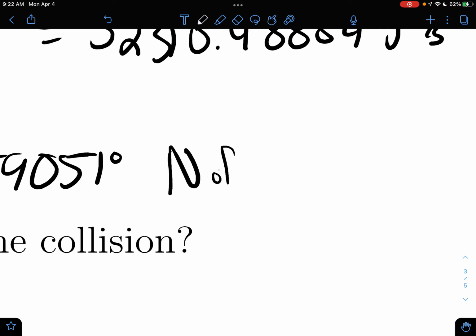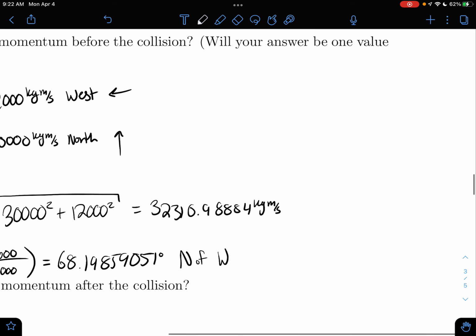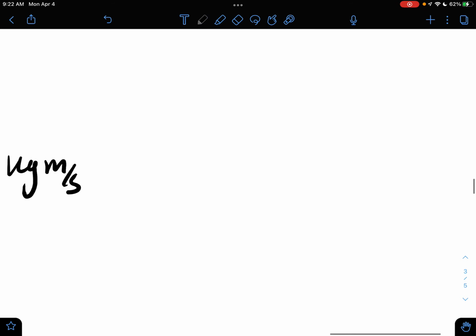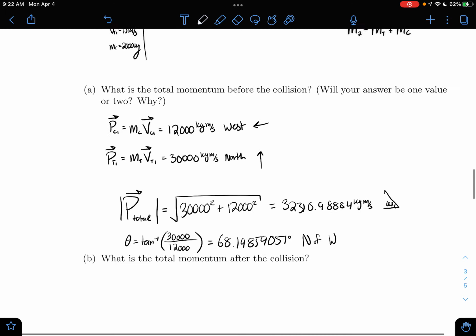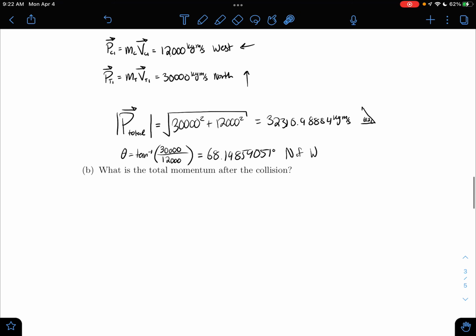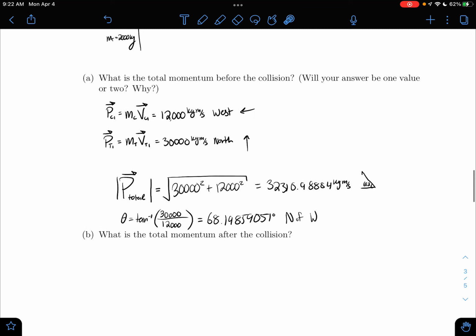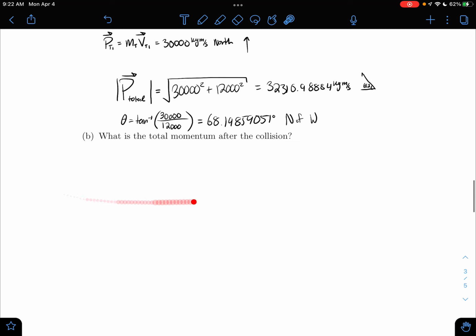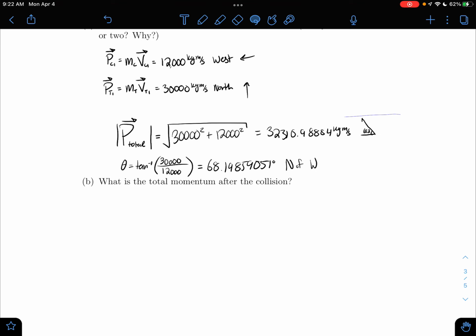So we have this magnitude going west, and here's our 68 degrees, or 68.2 degrees north of west. Cool. So that's our total momentum before the collision. So now what's our total momentum after the collision? We said before we take a picture before and we take a picture after, and the momentums are going to be the same. So magically, I can just take this.